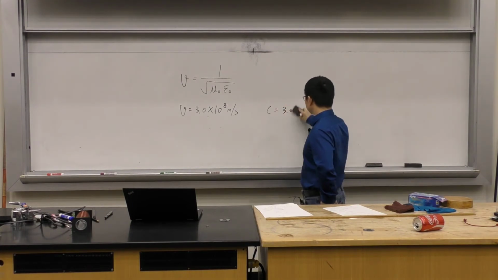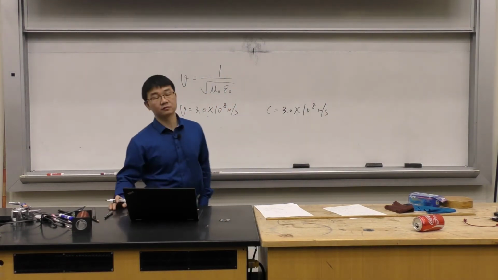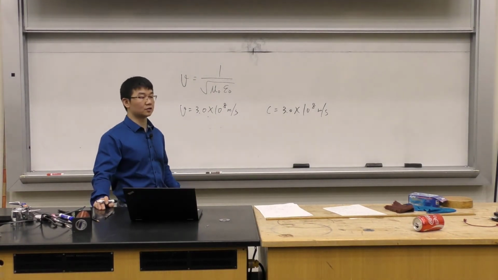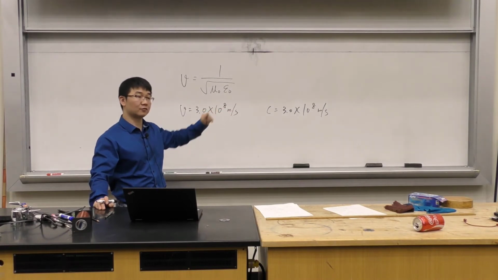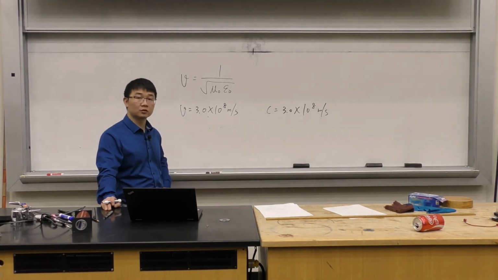Speed of light is this value. And at that time, physicists had already measured the speed of light. They already knew that the speed of light is that value. Light always travels at that value, okay? So this was really a puzzle for Maxwell.